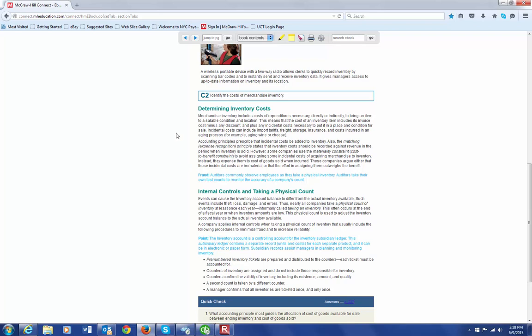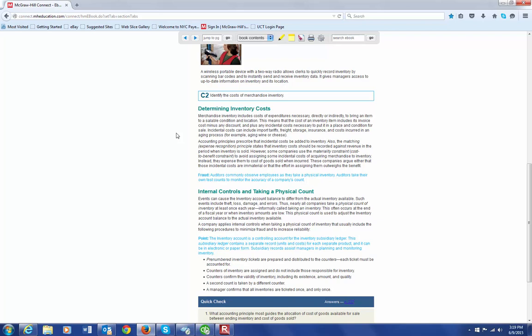Accounting principles prescribe that incidental costs be added to inventory. The matching principle states that inventory costs should be recorded against the revenue in the period when the inventory is sold. So you may buy something this period but not sell it until next period, and so you have to try to match the cost of that inventory with when you actually receive the revenue from it. Those are some basic principles.